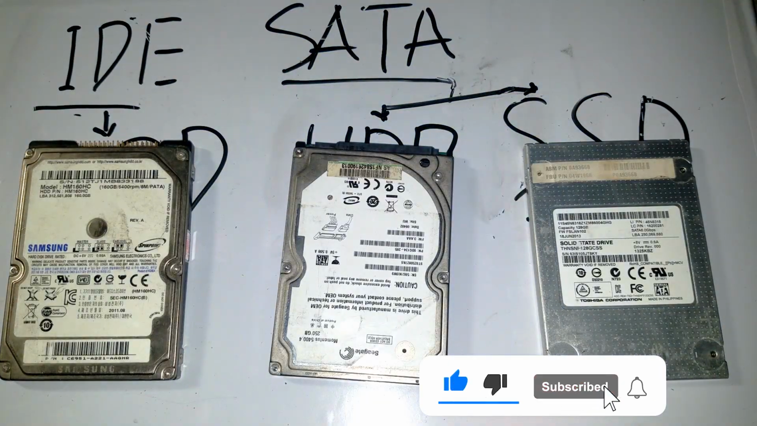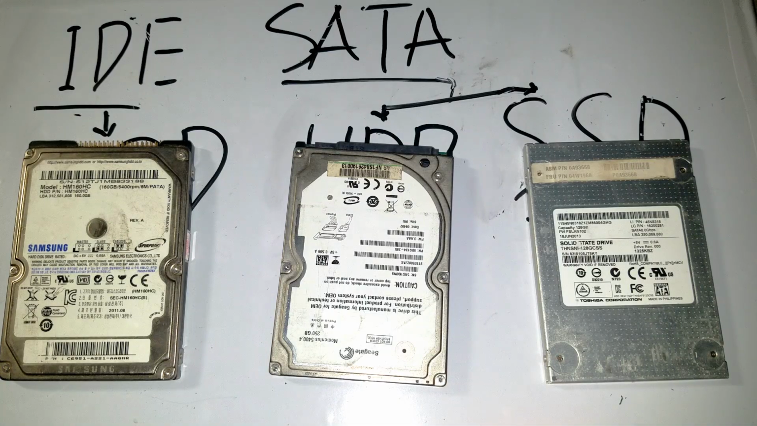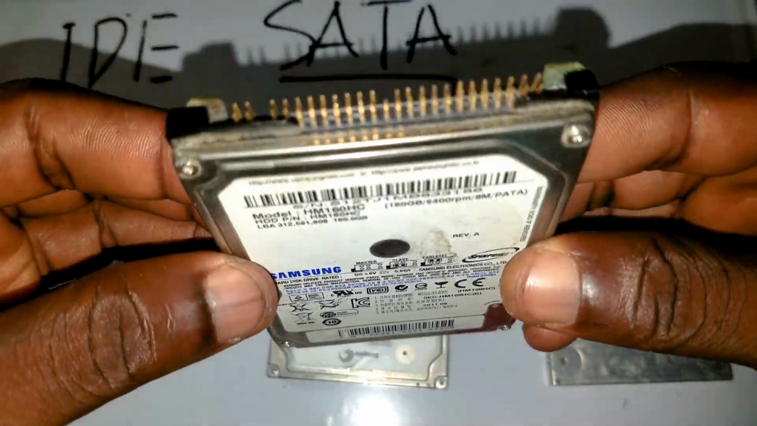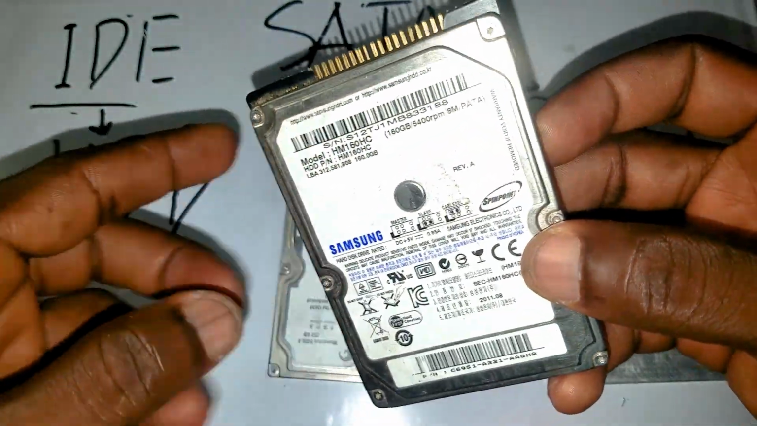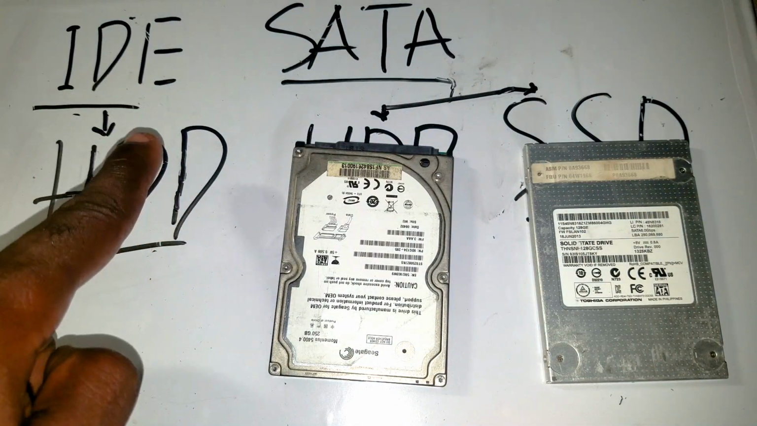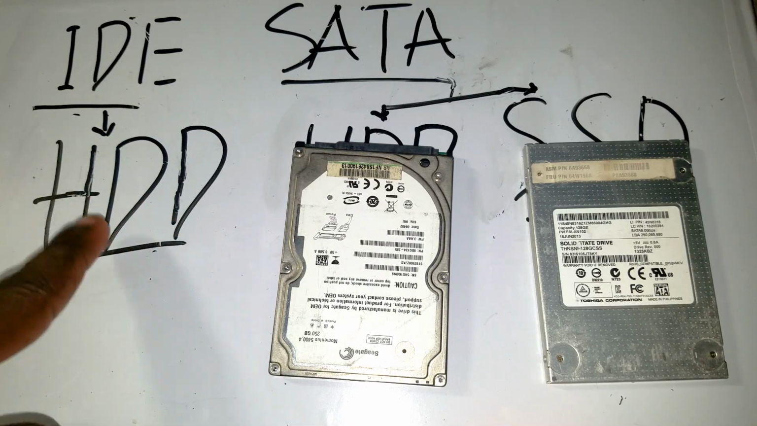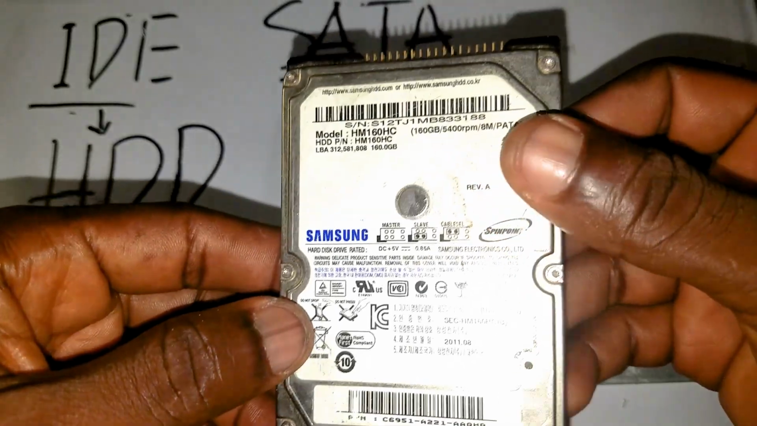So right now over here we have what we call one of the hard disks, IDE. This is the name written here, you can see IDE. Under IDE we have what we call HDD, hard disk drive, or hard drive disk, however it goes. So this is IDE.